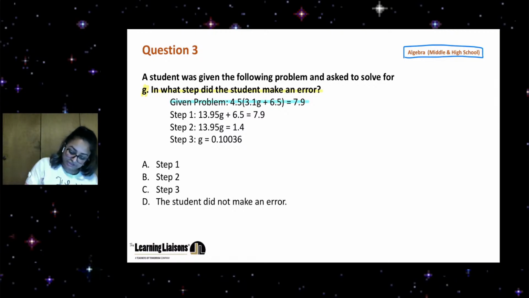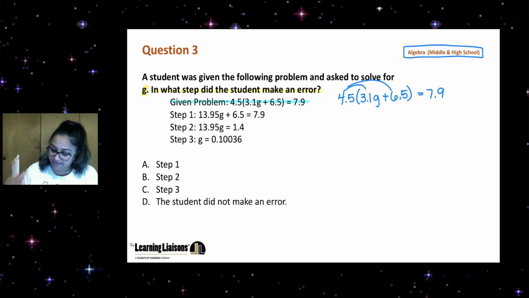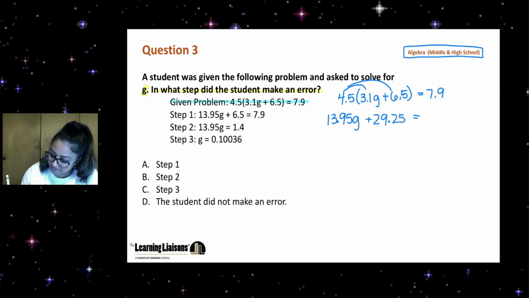So first things first, you copy the problem, 4.5 times (3.1G plus 6.5) is equal to 7.9. Okay, so I did the math. Let me write it out. We're going to distribute the 4.5 to both pieces inside the parentheses. I'll get 13.95G plus 29.25 is equal to 7.9.